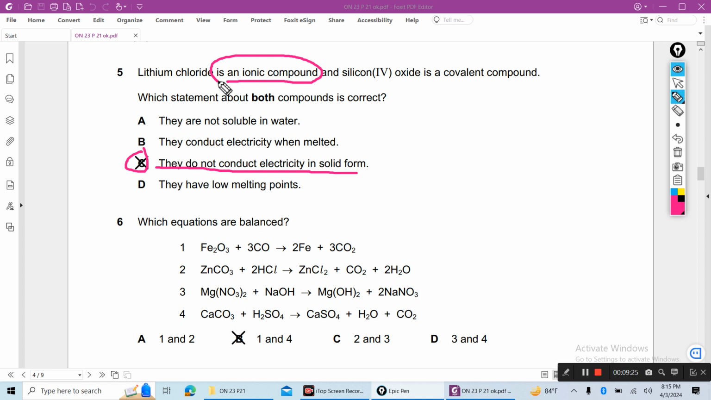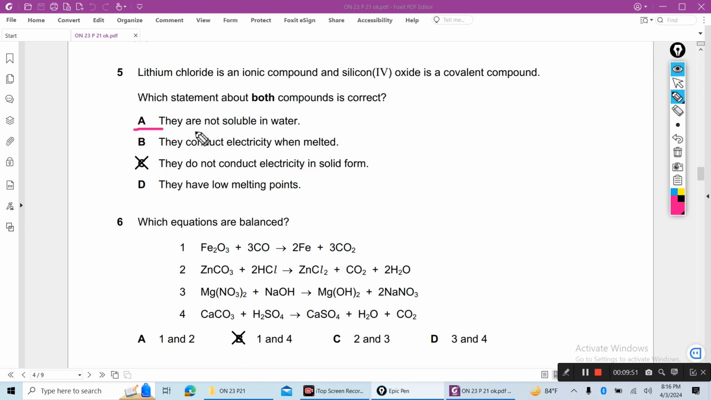an ionic compound in solid state does not conduct electricity because in the solid state the ions are in fixed positions, they cannot move. And silicon dioxide is a giant covalent solid and does not conduct electricity because there are no free electrons or ions.